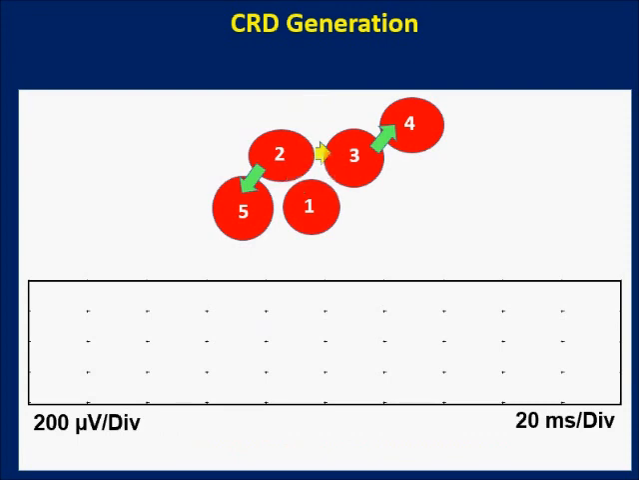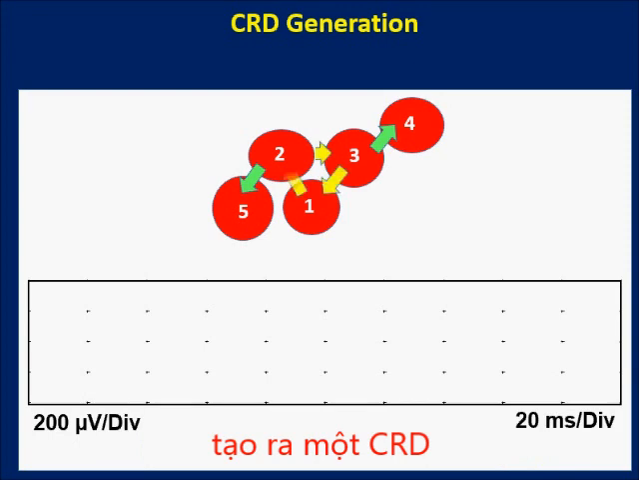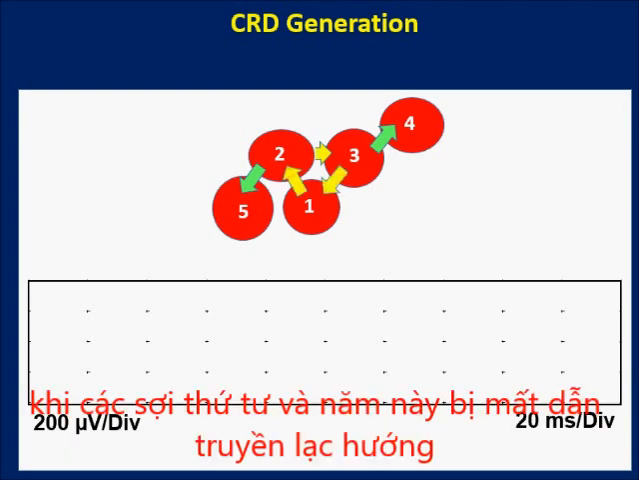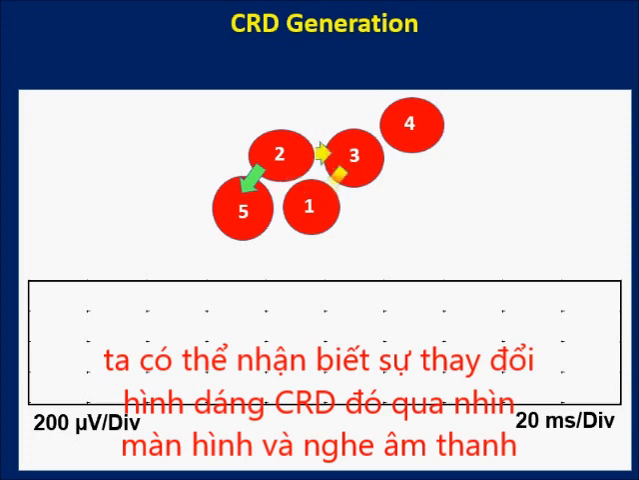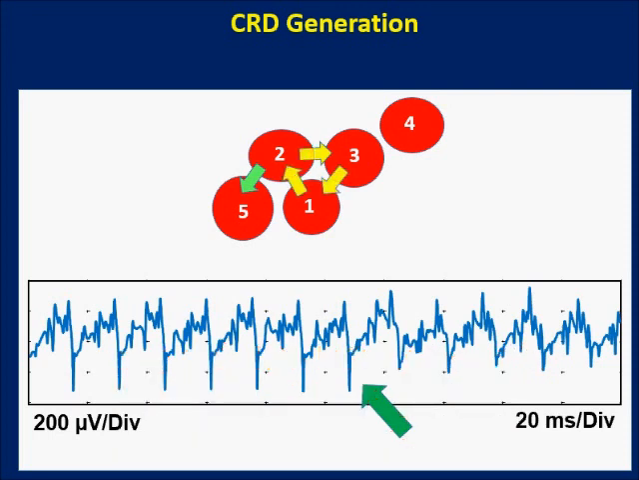Here is another model where fibers 1, 2, and 3 make the loop to sustain the CRD. Fibers 4 and 5 are also activated and contribute to the CRD waveform. If these fibers, either number 4 or 5 or both, drop out due to failure of the ephaptic transmission, the CRD will continue, but its waveform will change. The sudden change in the waveform can also be seen and heard on the audio monitor. Some muscle fibers can also join the CRD, and hence its waveform can change.